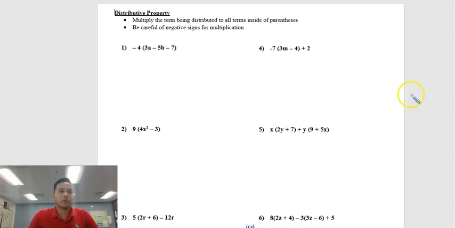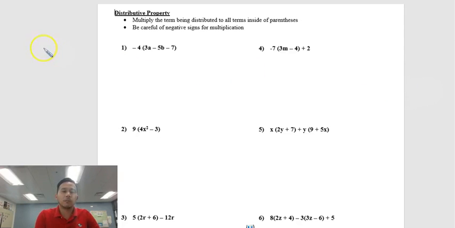There are two reminders for distributive property. First, multiply the term being distributed to all the terms inside the parentheses. Take note that once the terms are inside the parentheses, they are considered to be one group. And the second one is, let us be careful of the negative signs for multiplications.